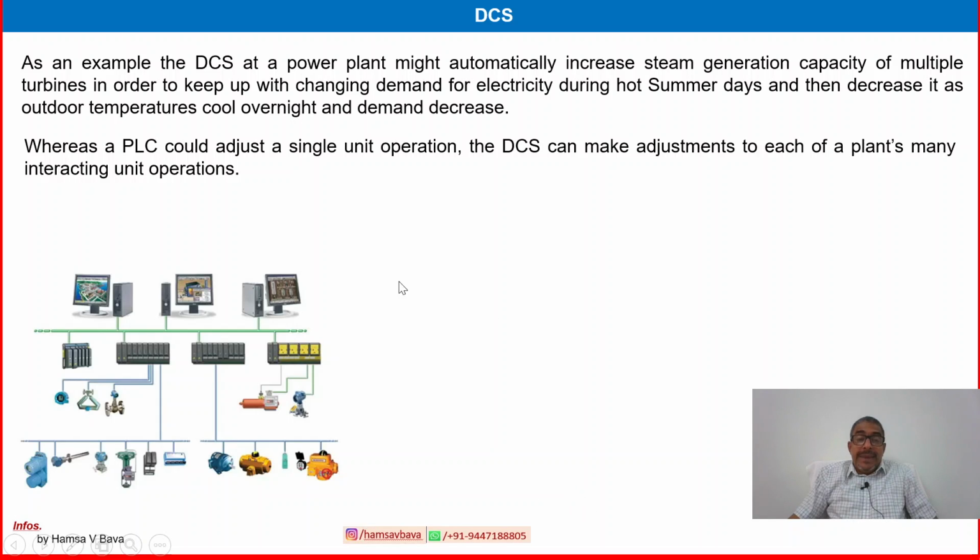Whereas a PLC could adjust a single unit operation, the DCS can adjust each of a plant's many interacting unit operations. PLC is also part of DCS, and we will discuss it in detail, but PLC has some differences. Don't compare, PLC is not equal to DCS, but PLC and DCS together join in a family for a control system. So we will discuss PLC in a separate session.